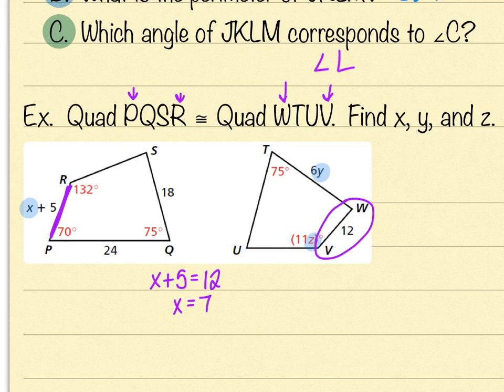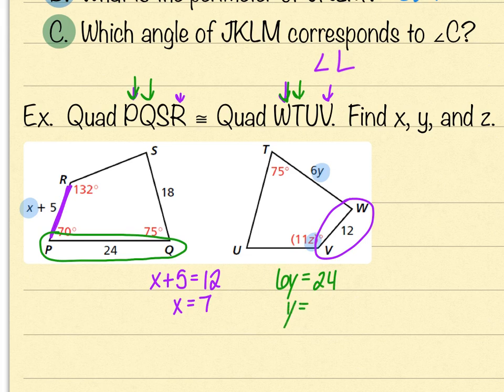Now for Y. Y is part of segment TW. So if I look at TW, that would be corresponding with QP, and QP is over here on the bottom, right there. So again, maybe you wouldn't have guessed it to be that side, but that's the side that we have here. And so I know 6Y, because corresponding side lengths are equal, 6Y is going to equal 24, which makes Y equal to 4.